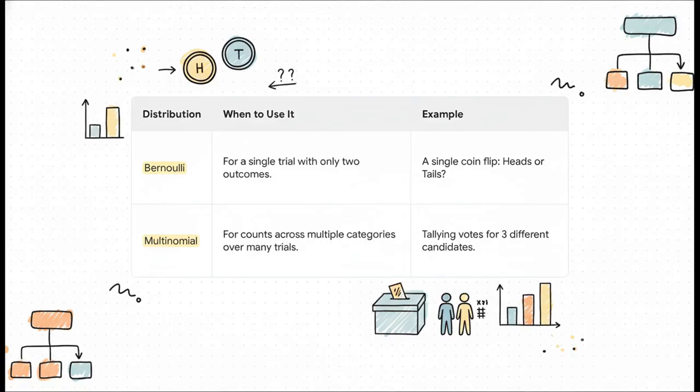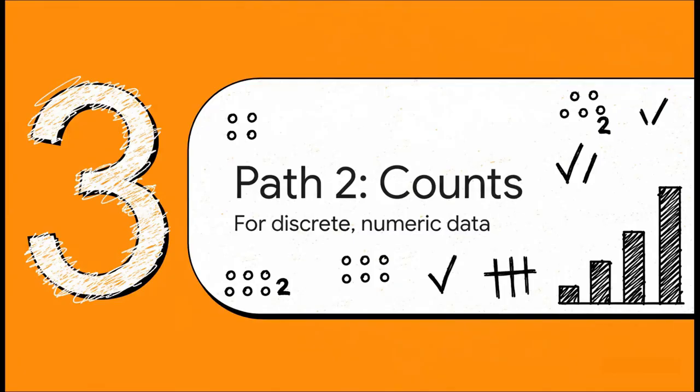Are there only two possible outcomes? Think of a single coin flip, heads or tails, or maybe a simple pass/fail test. That's a job for the Bernoulli distribution. But what if you're counting results across three or more categories, like tallying votes for a few different candidates? Well, then you're going to want the multinomial distribution. Simple as that.